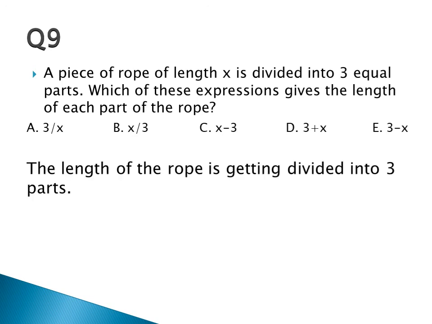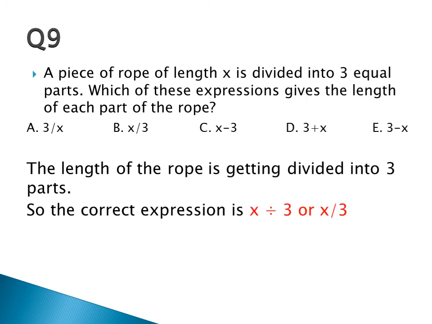So that means the length of the rope is getting divided into three parts. So the correct expression is x divided by 3 or x over 3, any of these two forms. So looking at all the options given, we can tell the answer is B.